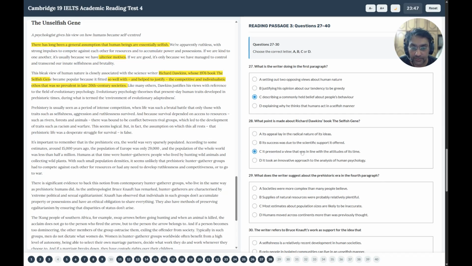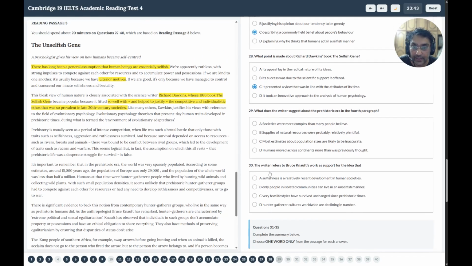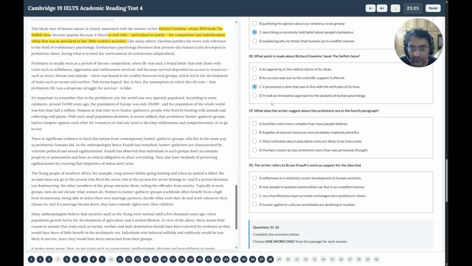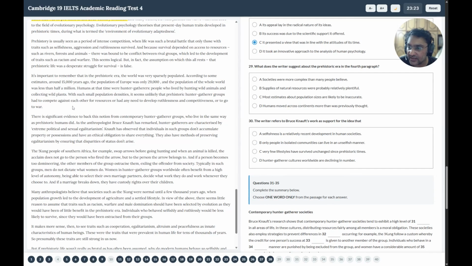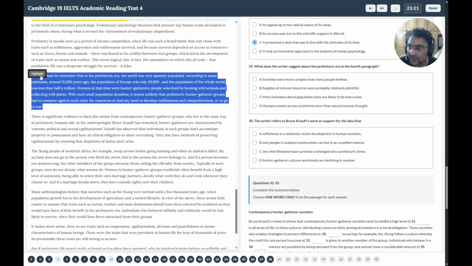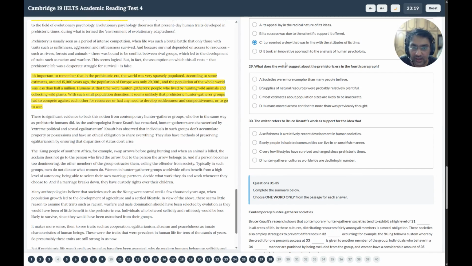C. Presented a view it was in line with the attitudes of its time. Question number 29. What does the writer suggest about the prehistoric era in the fourth paragraph? So this is the fourth paragraph. Let's just highlight it all. This is the fourth paragraph.